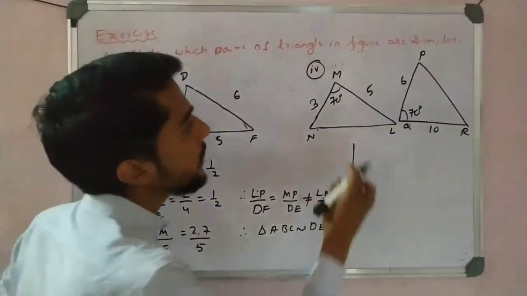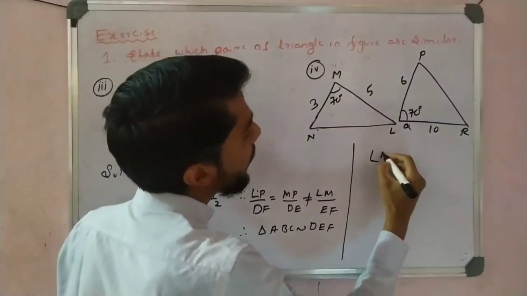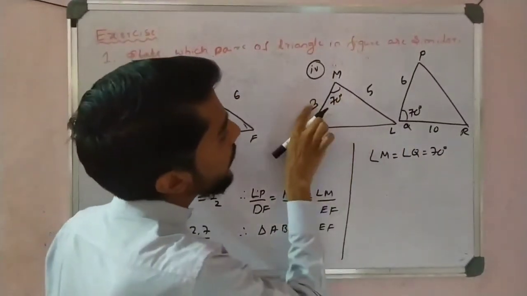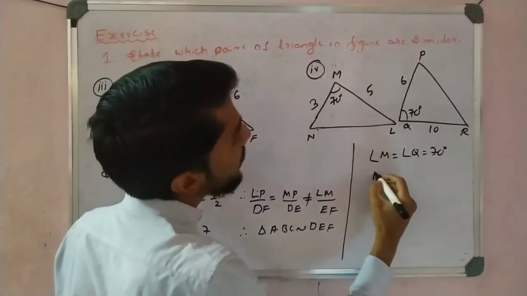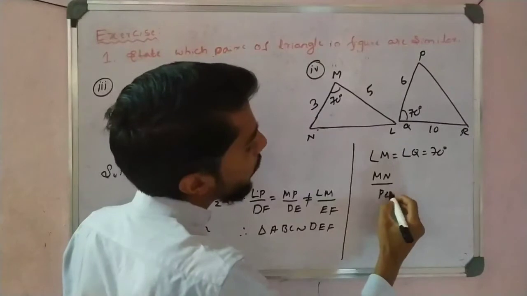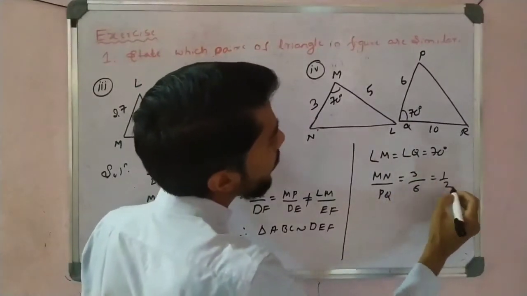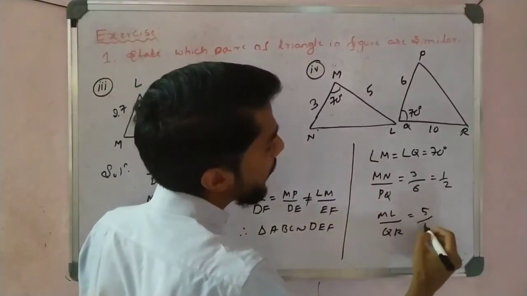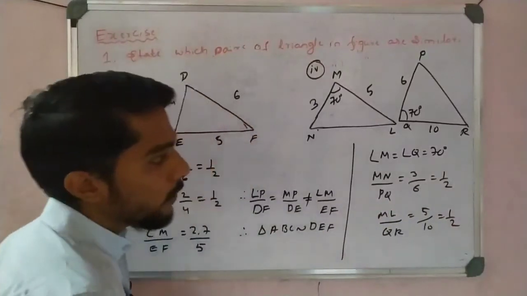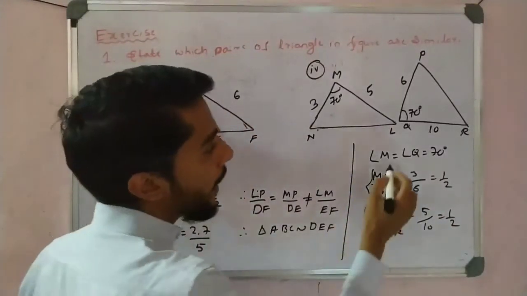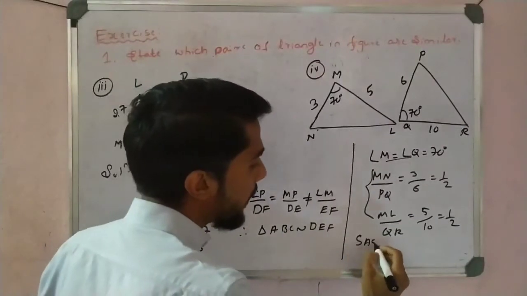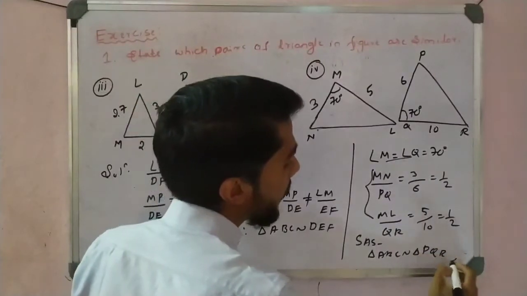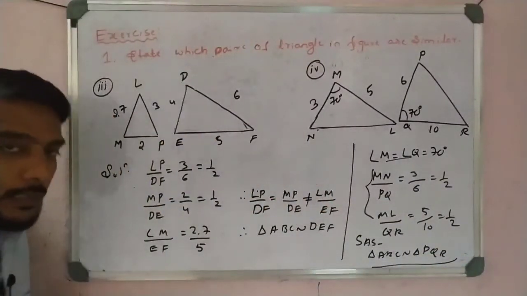Now check this one. Here see, one angle is given, that is angle M equal to angle Q, corresponding equal to 70 degrees. So one angle is equal. Now check two sides: 3 by 6, that is MN divided by PQ, it is 1 by 2, and then ML by QR, that is 5 by 10, it is also 1 by 2, right? So two sides are in the same proportion and one angle is equal, means it is by SAS. So triangle ABC is similar to triangle PQR.